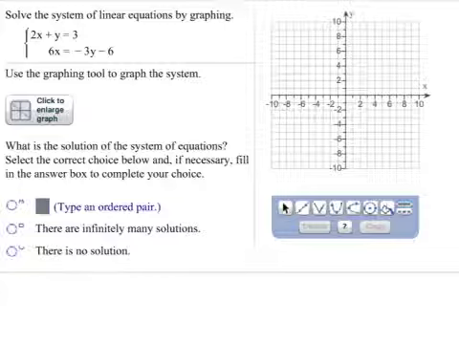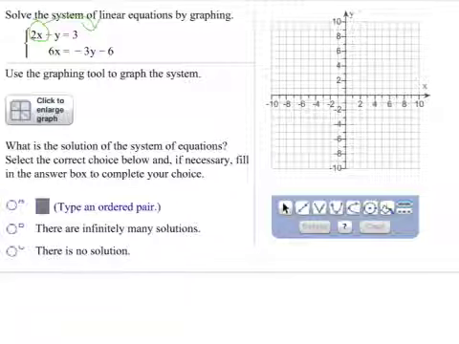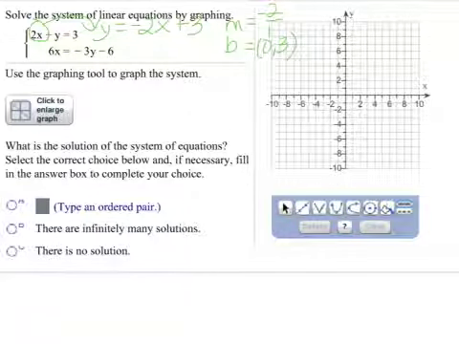Okay, so on number 10, 2x plus y equals 3 and 6x equals negative 3y minus 6. I think on these equations, I think I'll get y by itself to graph. So on the first equation, if I just move the 2x over, that will get y by itself. So my equation is y equals negative 2x plus 3. My slope is negative 2 over 1, and my y-intercept is 0, 3. Starting on 0, 3, I go down 2 and over 1 for my next point. And then I can draw a line.